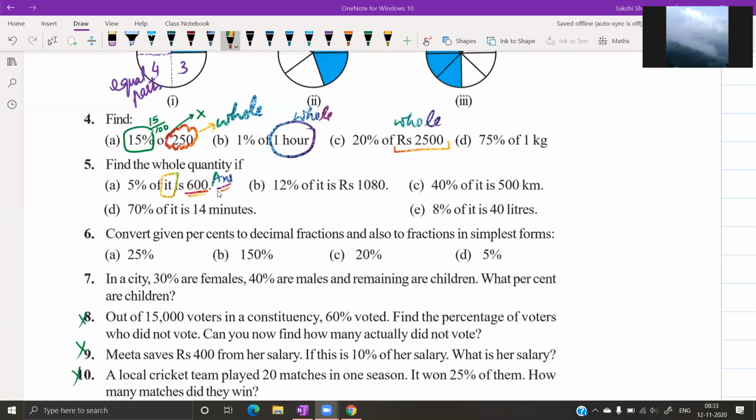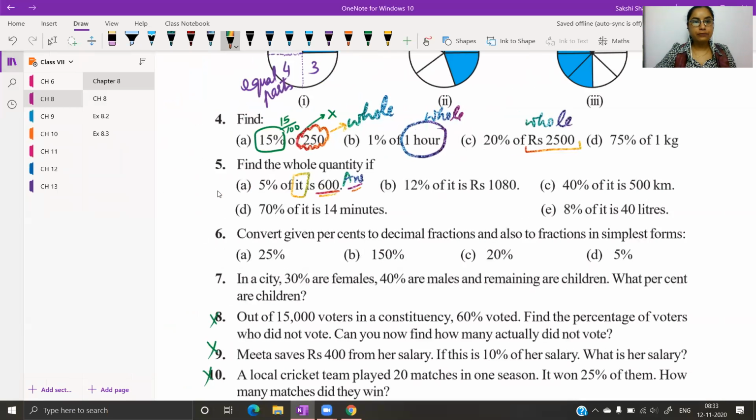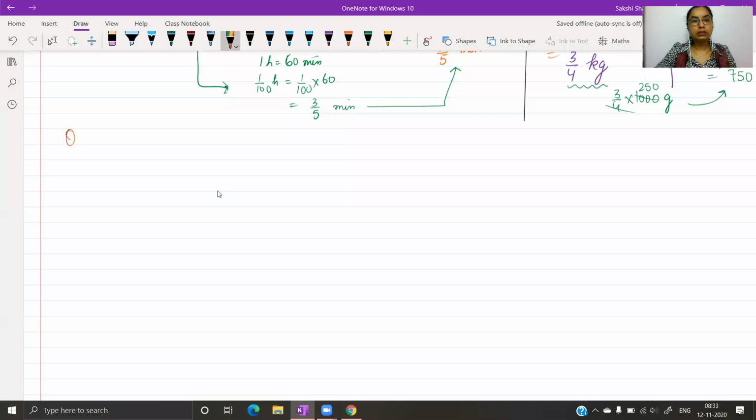I will write it down and I think that will make sense to you once I write down. I will first note down the question here. This is question number 5A part. You have to find the whole quantity if 5% of it is 600.